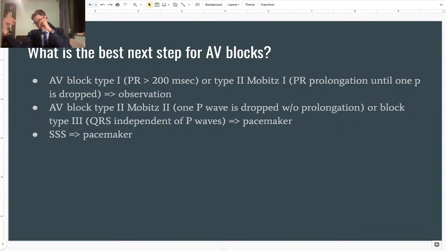Let's recap a little bit the definitions of each AV block. An AV block type 1 means that the PR period is greater than 200 milliseconds. Type 2 Mobitz 1 is characterized by prolongation of the PR segment until the P wave is dropped. By contrast, in type 2 Mobitz 2, we have one P wave that is dropped without prolongation. In type 3, we have altogether QRS, which is independent of the P waves.